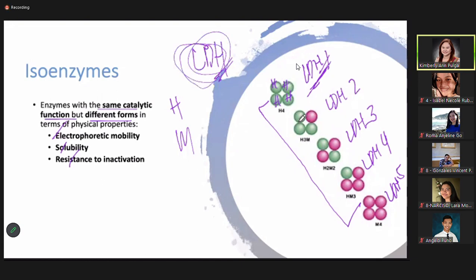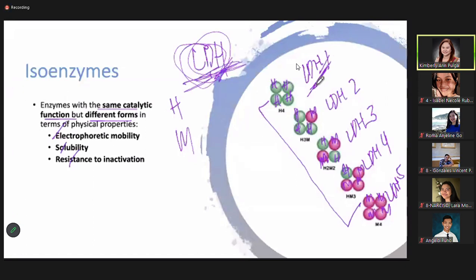So, you have your LDH2. It is made up of 3 H subunits and 1 M subunit. For the LDH3, we have 2 H subunits and 2 M subunits. LDH4, 3 M subunits and 1 H subunit. LDH5, we have 4 M subunits. So you can see here that for each isoenzyme, iba-iba yung forms nila. So magkakaiba yung form ng mga to, but they have the same catalytic function. Pare-pareho sila. So these are the isoenzymes of your LDH or your lactate dehydrogenase.